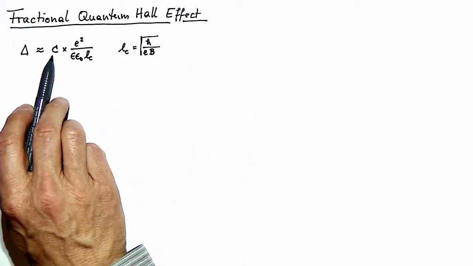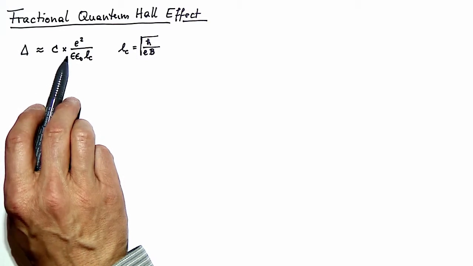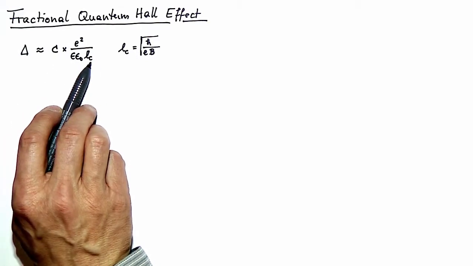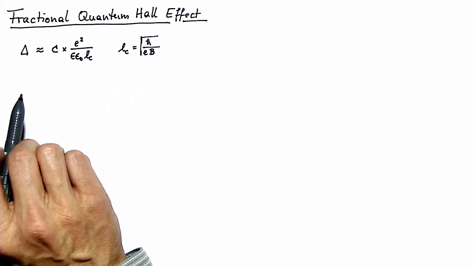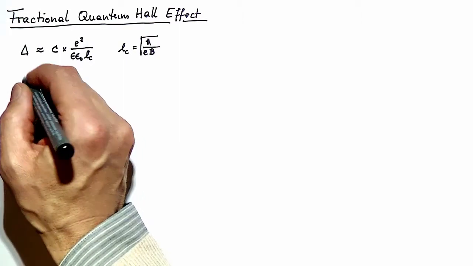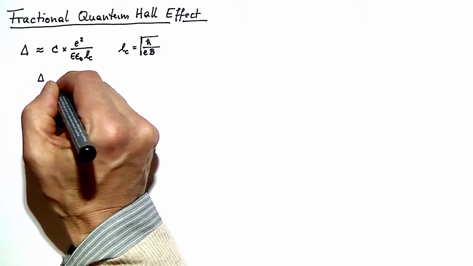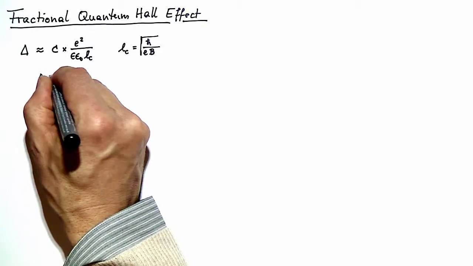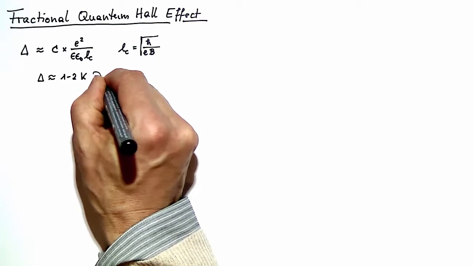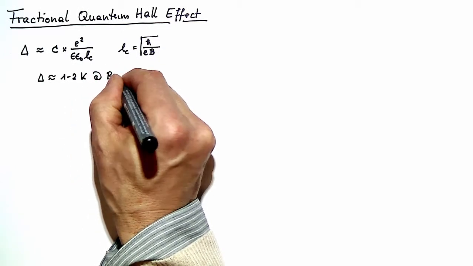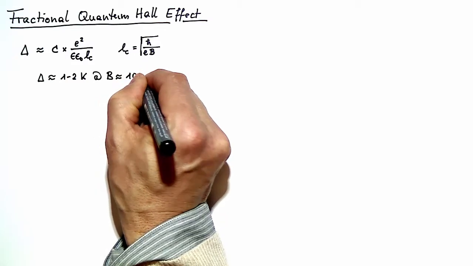This constant is predicted by theory to be close to a percent, roughly, of the expression that we have here. So if you put in numbers and typical magnetic fields, you end up with energy scales, delta, that are of the order of 1 to 2 Kelvin at magnetic fields, let's say, of about 10 Tesla.